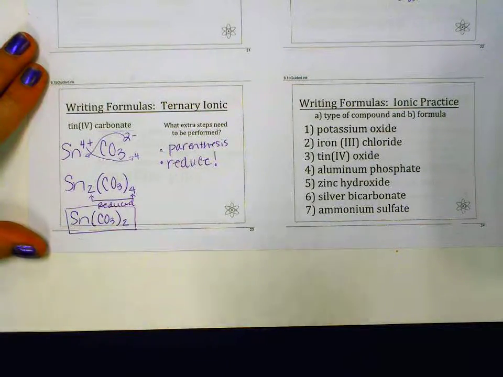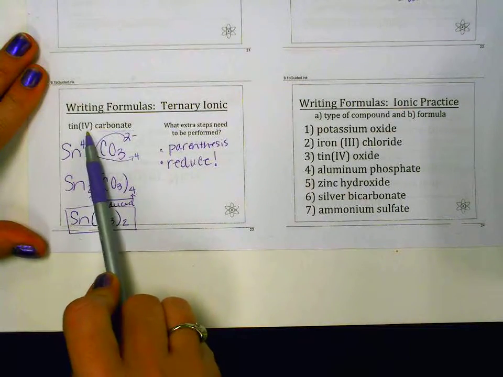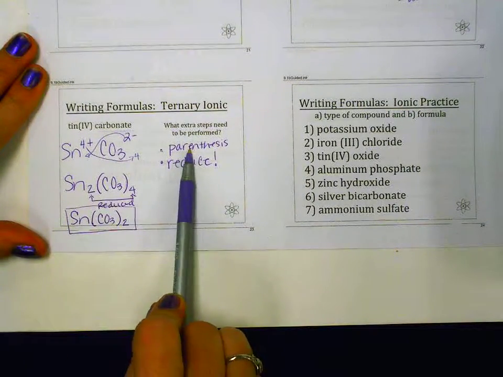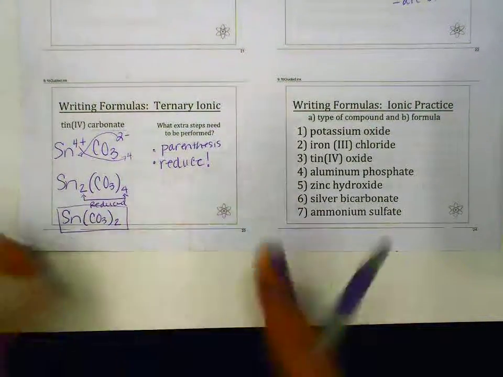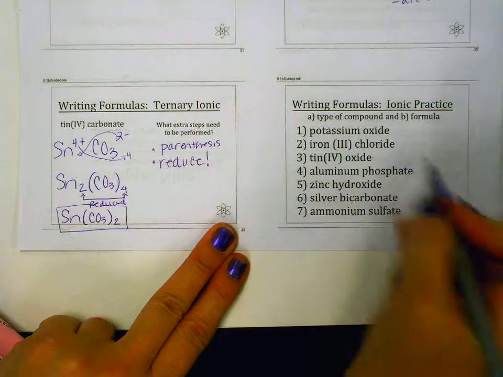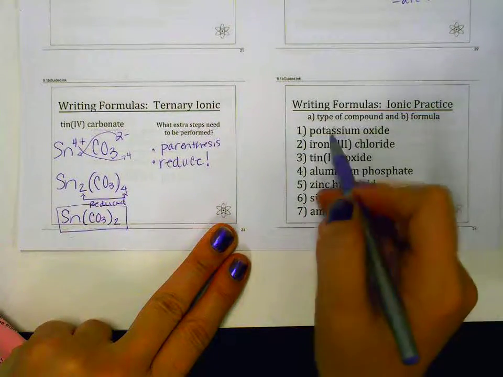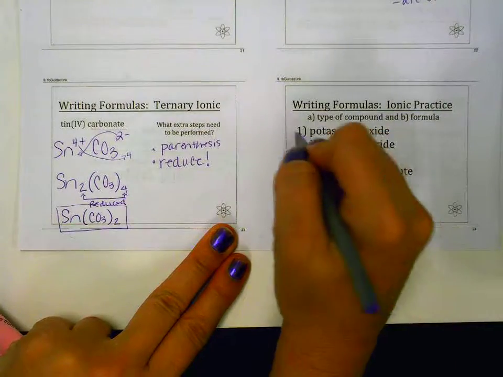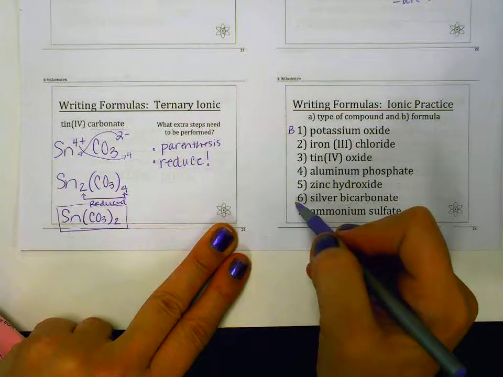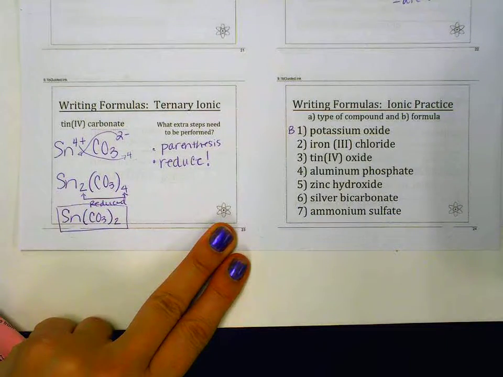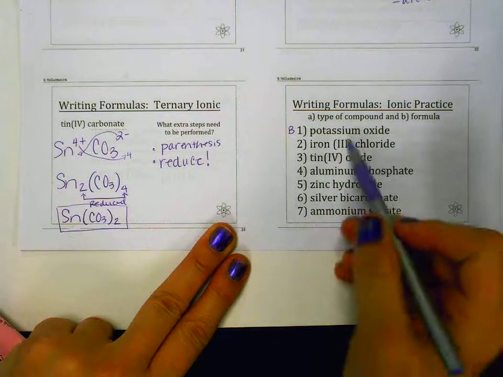Right. And so, like I said, the other ones are usually a little bit easier, but this one had a Roman numeral, you had to use parentheses, and you had to reduce it. So if you can do that one, you can do any of these. The first thing that you have there is whether it's binary or ternary. So remember, when you're looking at them, if they end in IDE or if it's just 2 elements, you can write a B next to them if they're binary and a T next to them if they're ternary. And then you're going to have to do the charges and the formula. So some of these are like we did yesterday and some are new.